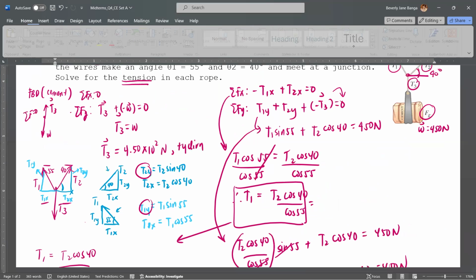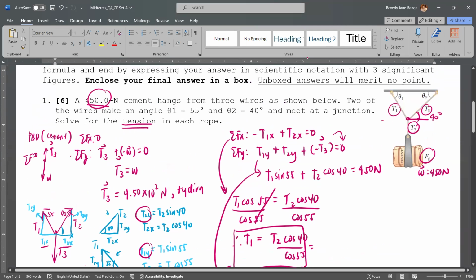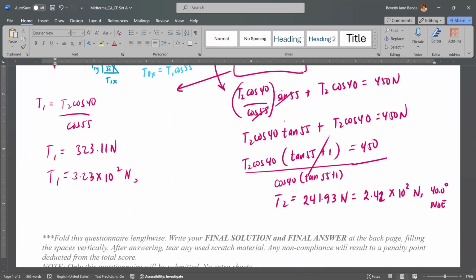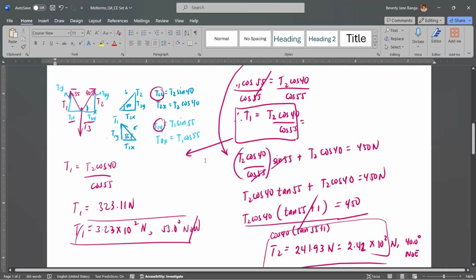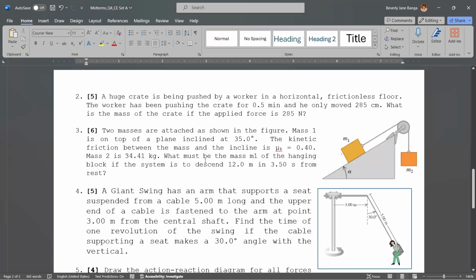Our T1, class, is here. Wait lang. There, so for T1, theta 1 is 55 and it is coming from west to north. So this is 55.0 degrees north of west. Okay, so these are our answers. Next, let's go to number 2.